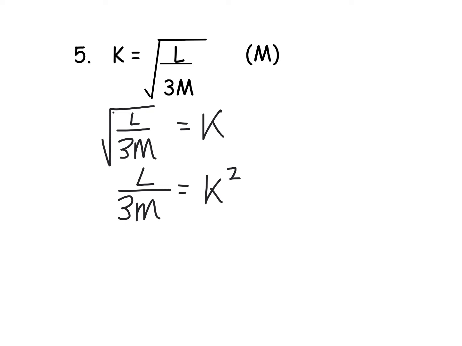Now I want m on its own here. Now m is on the denominator of a fraction, which we don't like, so we need to bring that to the top. And the easiest way to do that is at the moment that's a divide by m, so we're going to times by m, and I'm going to leave the 3 where it is.